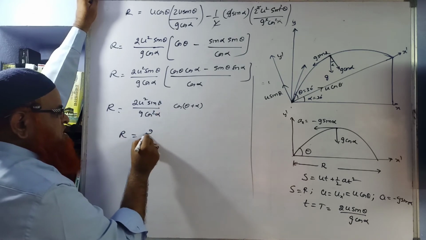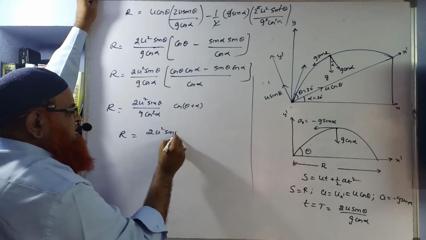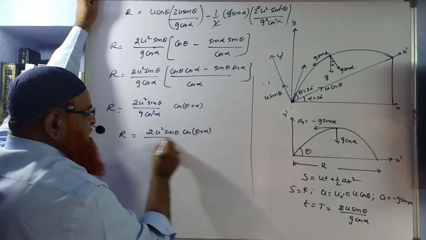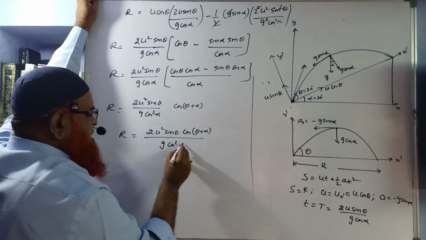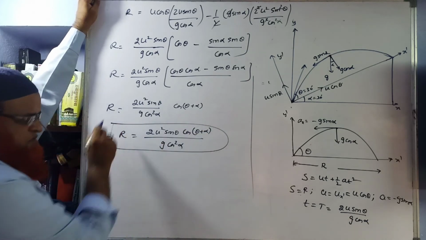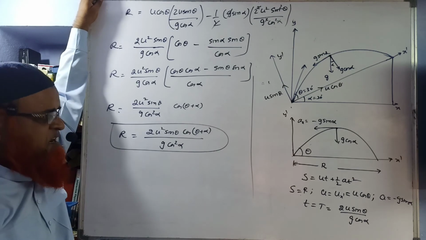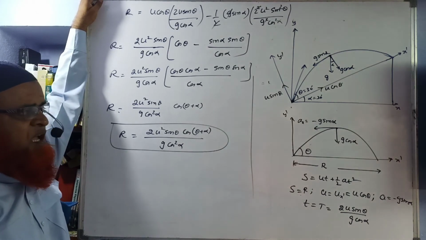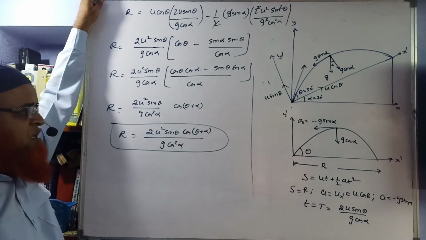So R is going to become 2u square sin theta cos theta plus alpha divided by g cos square alpha. Okay, so this is the final formula for range. You can solve the problems very easily once you know only the terms.